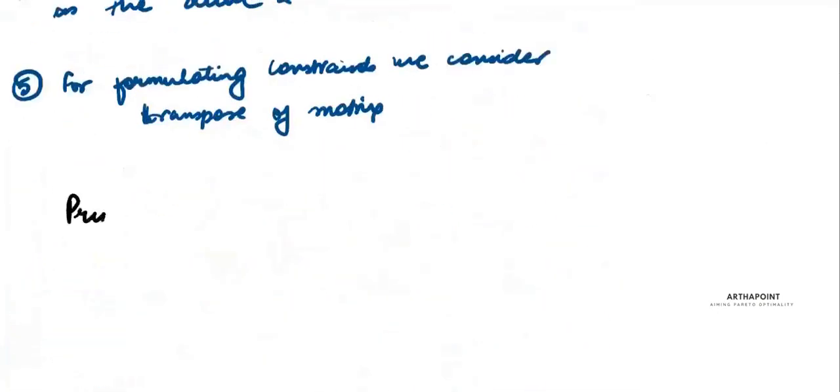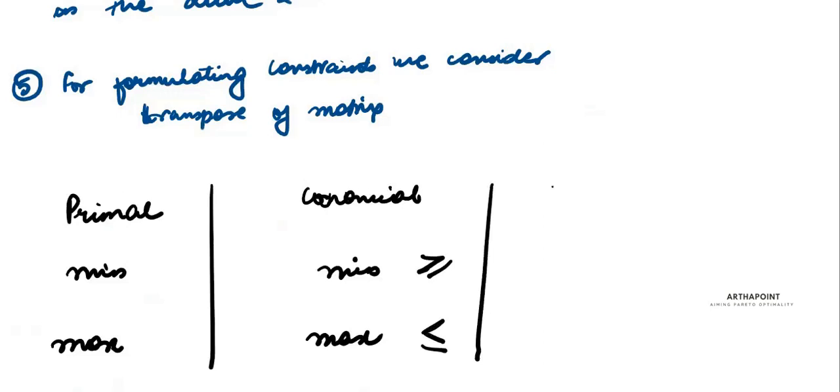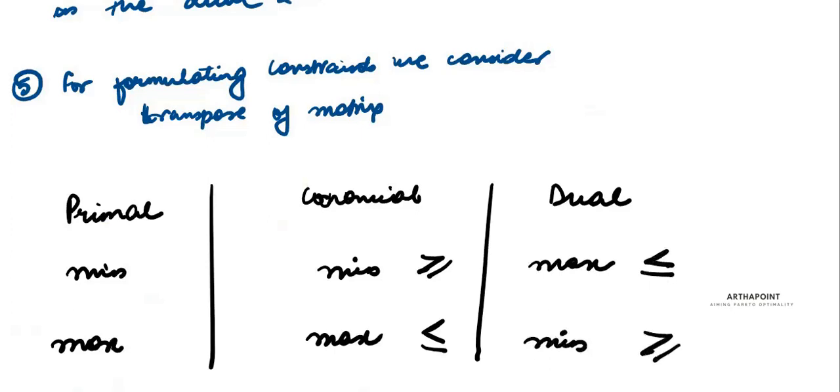From the primal, if it is a min, you keep canonical into a min. If it is max, you keep canonical into max. Just that if it is min, it is greater than equal to 0. If it is max, it is less than equal to 0. From canonical, you convert to dual. So if it is min, you convert this to max. If it is max, you convert this to min. In order to convert it to max, all signs will come in less than equal to 0. If it is min, all signs will come greater than equal to 0. This is how you can do this conversion.